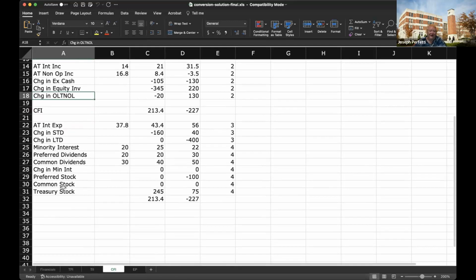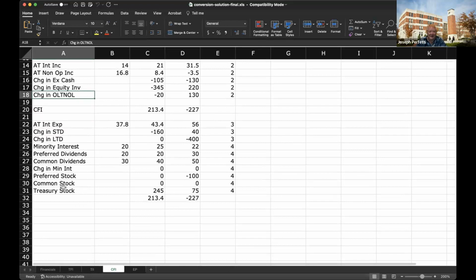And then on the CFI financing side, it's interest expense to the income statement, change in debt on the balance sheet. Dividends is not net income, because net income is not the cash flow. Dividends are the actual cash flow. That's why you don't use the TII net income here. If you do, it won't balance.